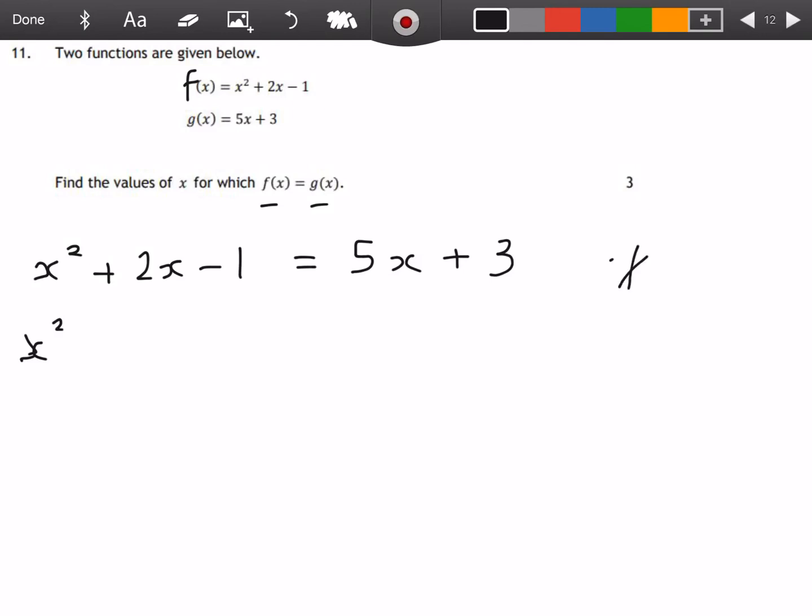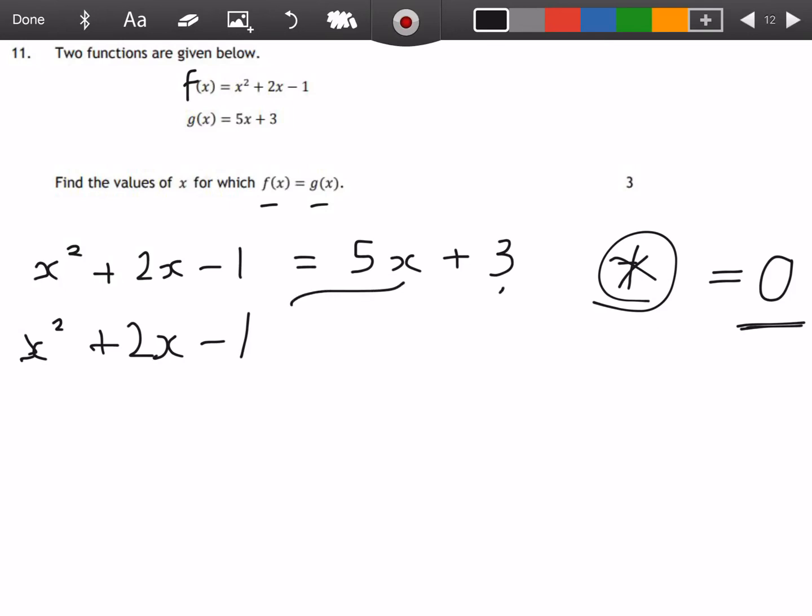To solve a quadratic, it must be equal to 0. So I'm putting everything on the one side. What's going to happen with the 5x and the 3? Minus 5x and minus 3. So there we have our quadratic equal to 0.